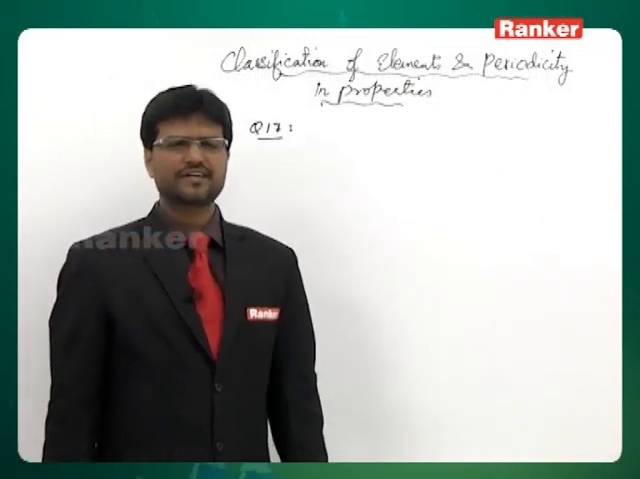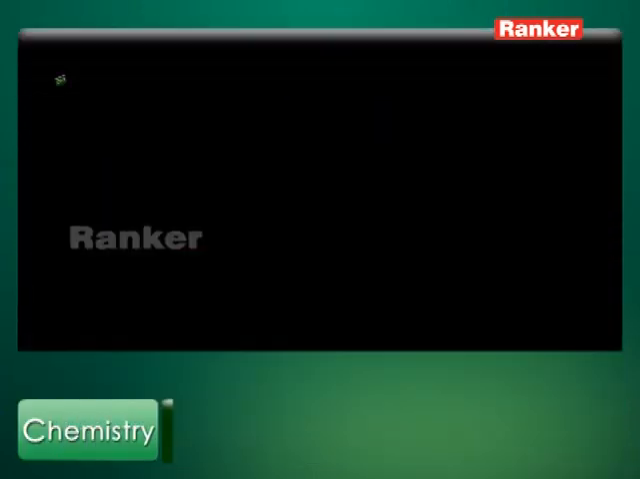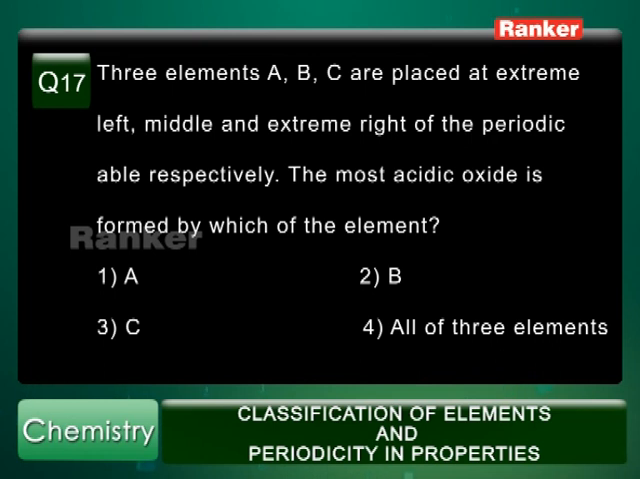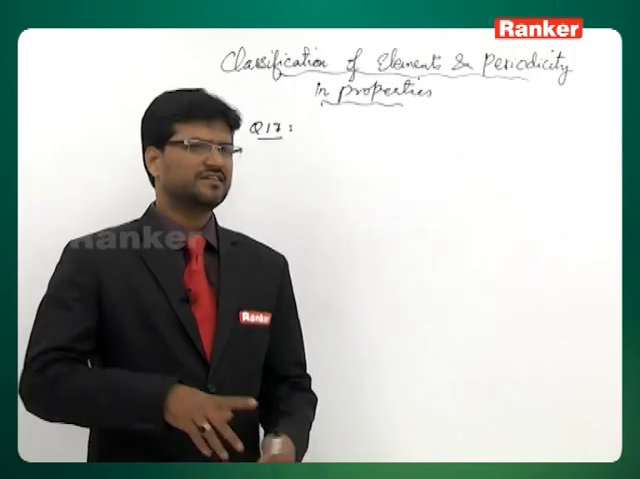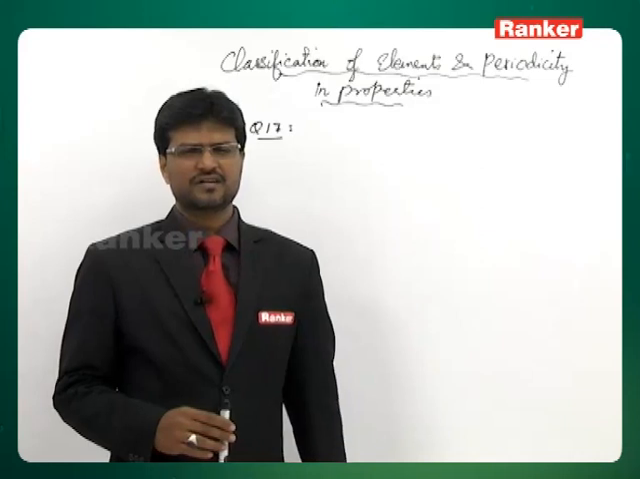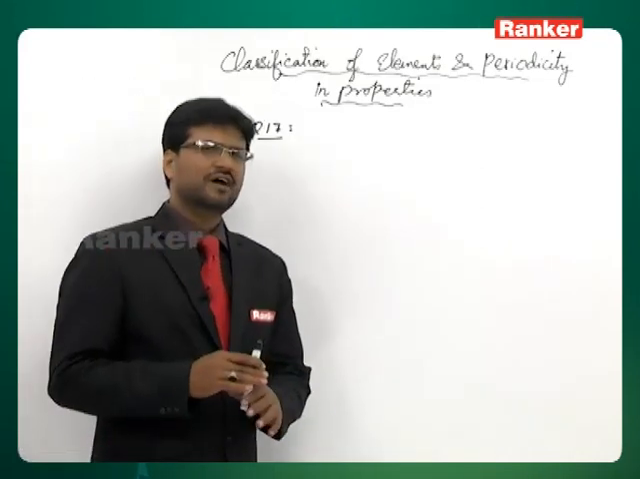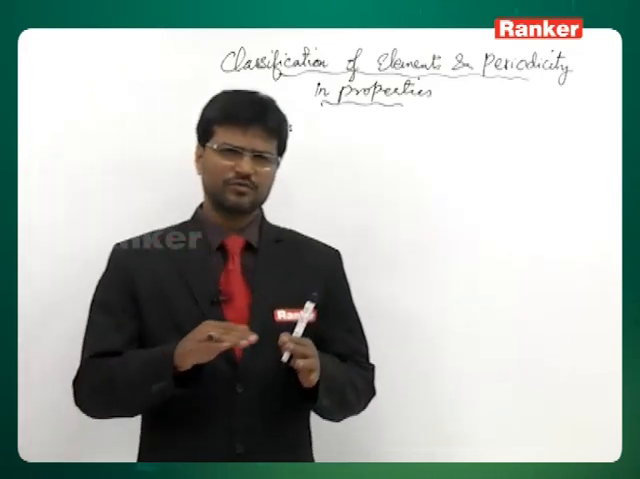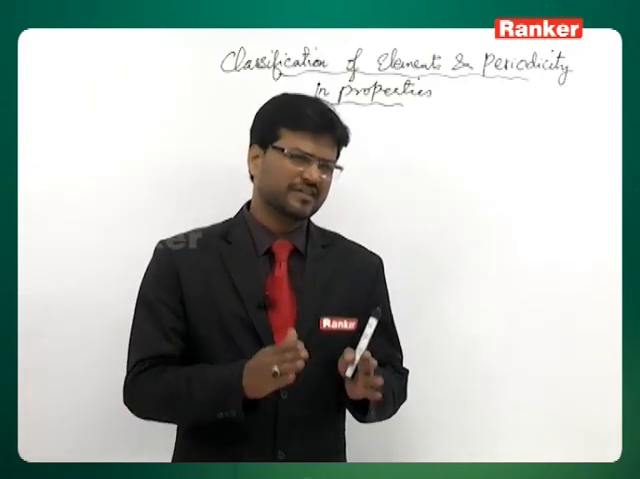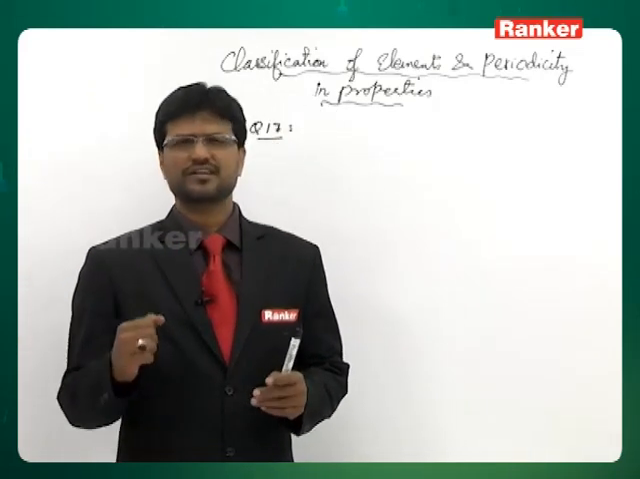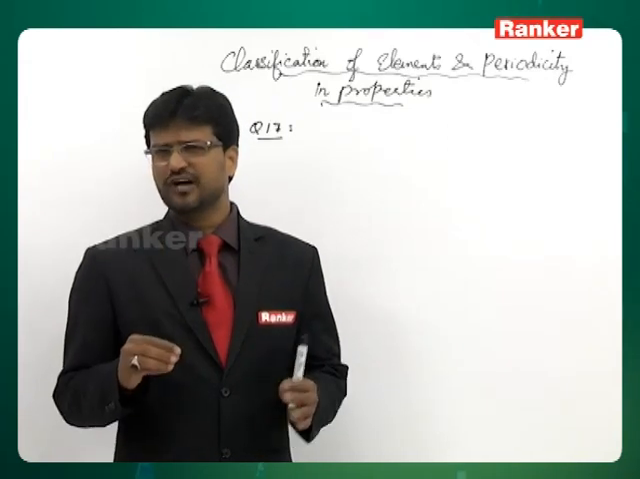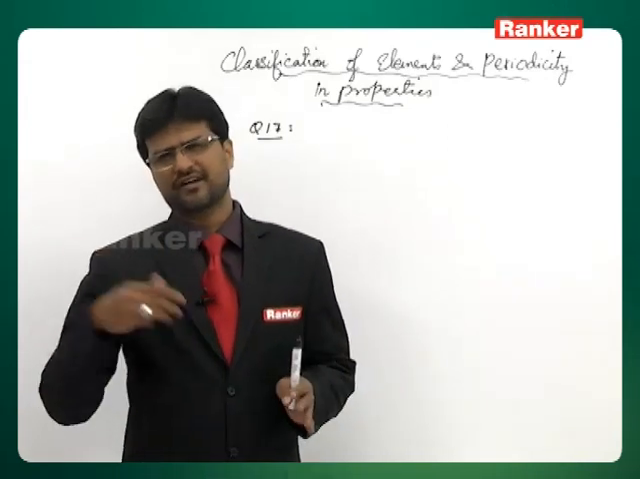Question number 17. 3 elements A, B, C are placed at extreme left, middle and extreme right of the periodic table respectively. That means A is in the extreme left and C is in the extreme right. The most acidic oxide is formed by which element? See, across a period in a periodic table, as you move from left to right, basic nature of oxide decreases and acidic nature increases.